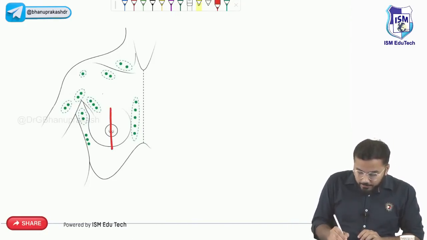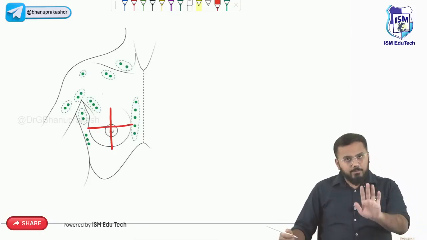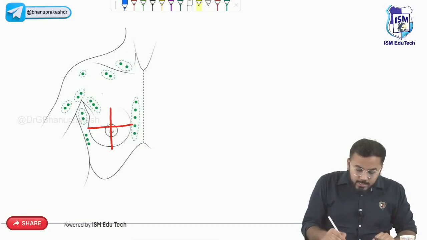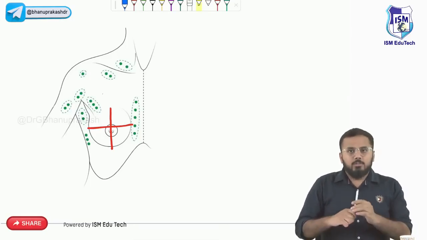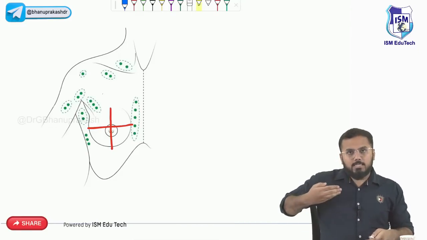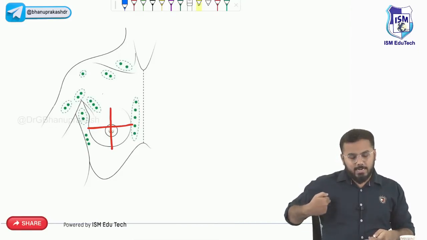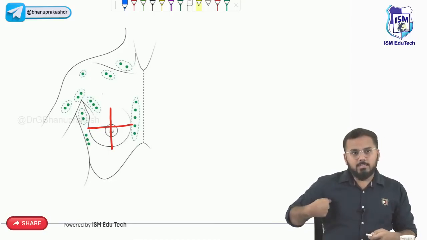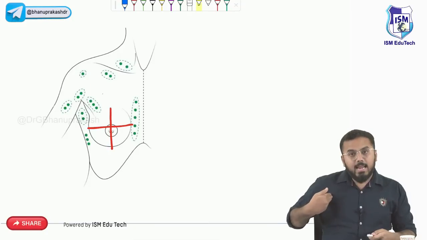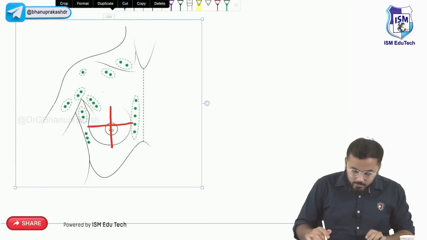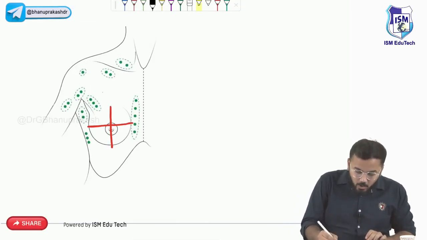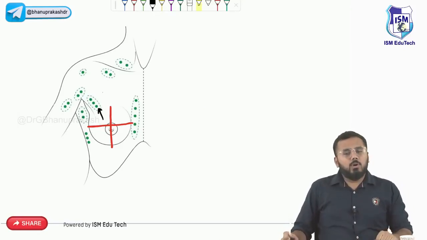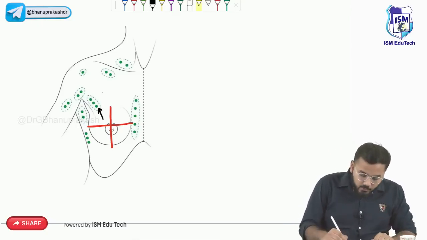If I'm dividing the breast into four quadrants, look what is happening. We have lower quadrants and upper quadrants. In the upper quadrants, this is the medial quadrant and this is the lateral quadrant. So in the upper lateral quadrant, look here very carefully, all the lymph from the upper lateral quadrant drains into this group of lymph nodes. What is this? The axillary group of lymph nodes.